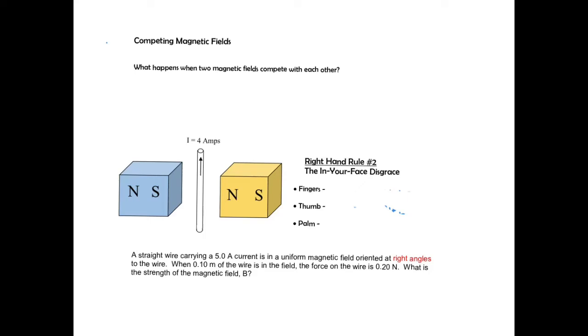Today's lesson involves magnetic forces. So we're going to use as an equation force equals B, that's magnetic field strength, times I, electric current, times L, which is going to be the length of wire in the magnetic field.